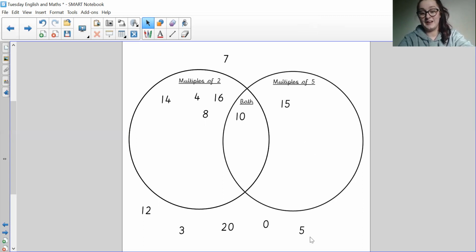Now, I know that that's a multiple of 5. That's an easy one, isn't it? Is it a multiple of 2, though? 2, 4, 6. No, it's not. So I can put that in multiples of 5, too. Now, I've got the number 0 here.